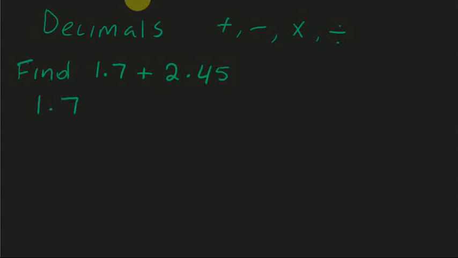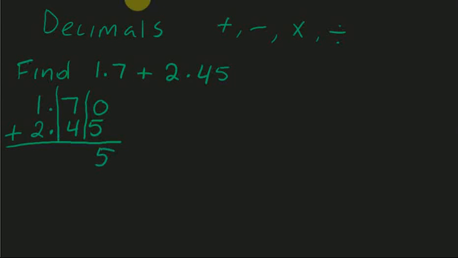So now I have to put in order. So I will have 1.7 on top, and then on the bottom 2.45. So 1.7 plus 2.45. All the empty places put 0, and then you have to line up, which means you will not get lost, your decimal point, when everything is lined up.